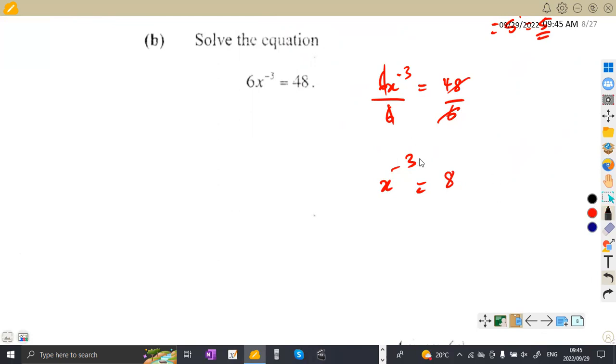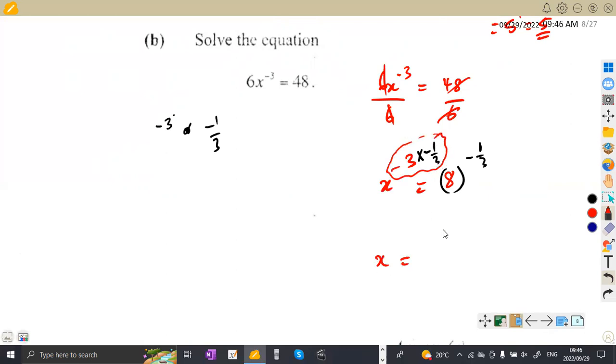So we find the inverse. We multiply by the inverse of minus 3. So what is the inverse of minus 3? That's minus 1 over 3. Inverse simply means 1 over, so it's going to be minus 1 over 3. Everything is affected by the exponent of minus 1 over 3, so this whole part here is going to give us a 1.